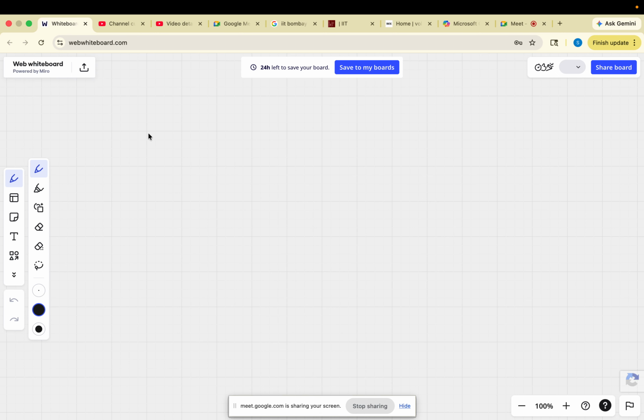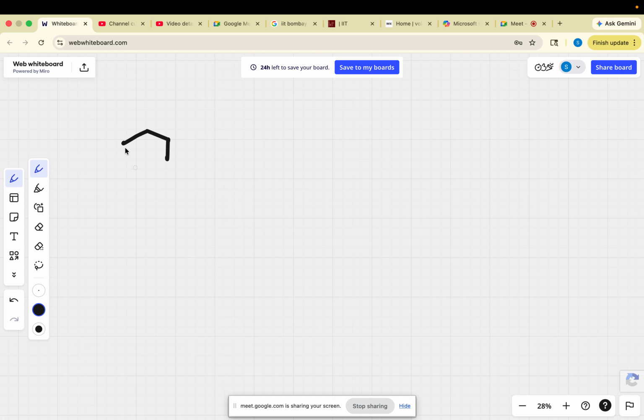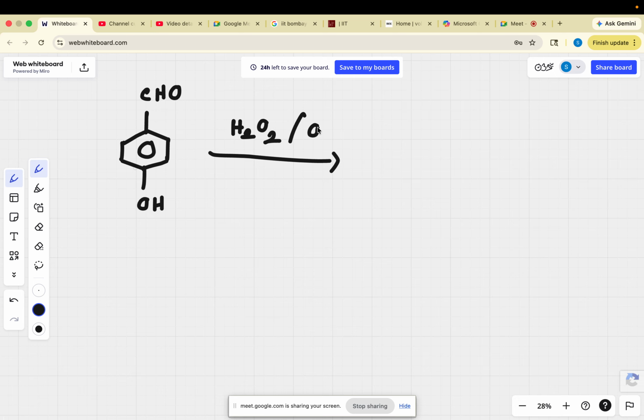Fine. So this can be like this also. Suppose you have benzene ring here, you have CHO, here you have OH. If I give this reagent, H2O2, OH minus, what will happen? Instead of this CHO you will get OH. Paraquinol derivative.